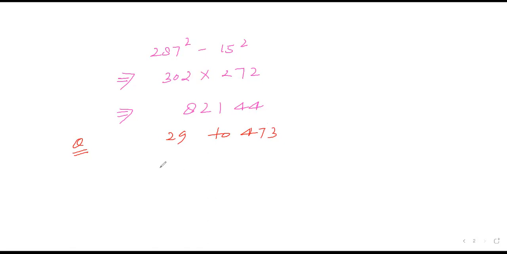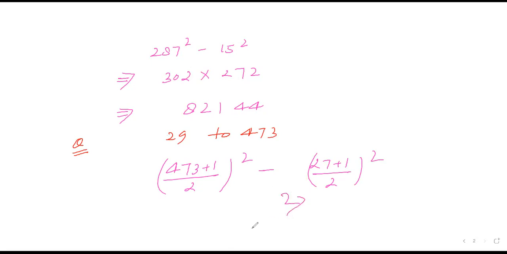Firstly, you have to obtain the sum of all the odd numbers from 1 to 473, which will be (473 plus 1 divided by 2) whole square, minus what you have to subtract from this total summation. You have to subtract the sum of all the odd numbers from 1 to 27, which is (27 plus 1 divided by 2) whole square. So now you can solve this one to get the right answer.